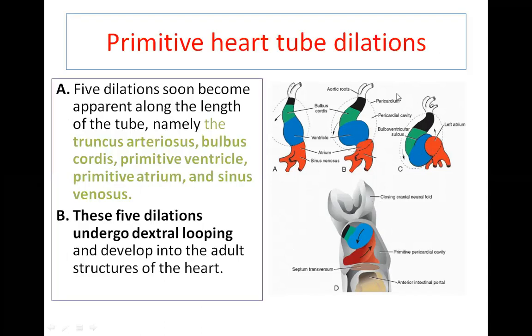Now the primitive heart tube dilation. So there are 5 primitive heart tube dilations. From cranial to caudal, they are known as truncus arteriosus, which will form the outflow tract. Then is the bulbus cordis, which will form the right ventricle. Then is the primitive ventricle, which will form the left ventricle. Then is the primitive atrium and the sinus venosus, which will incorporate into the atrium. So these 5 dilations will undergo dextral looping and develop into an adult heart.